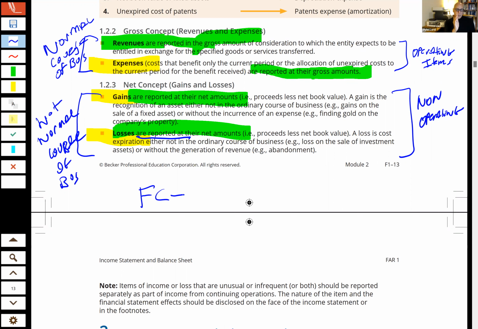Blank side of the card: compare revenues and expenses to gains and losses. Lined side of the card, answer: revenues and expenses are operating items reported gross. Gains and losses are non-operating items reported net.